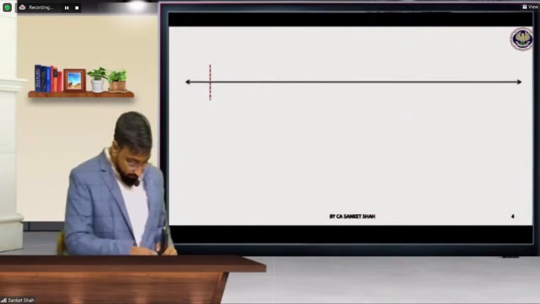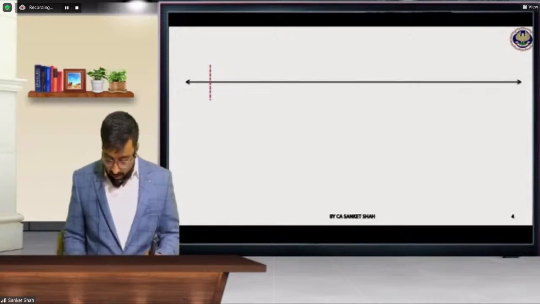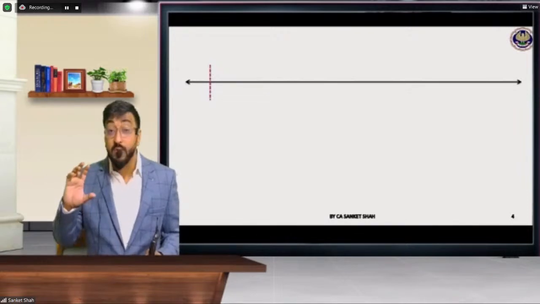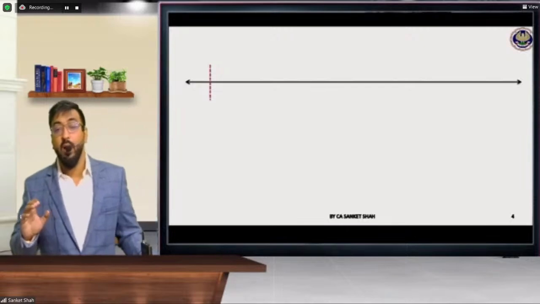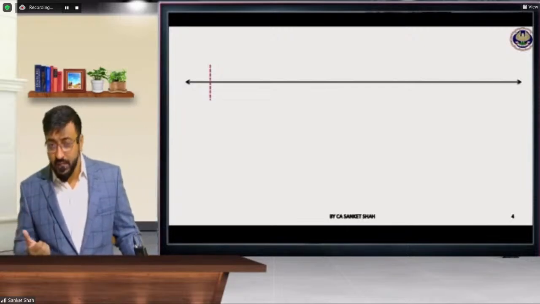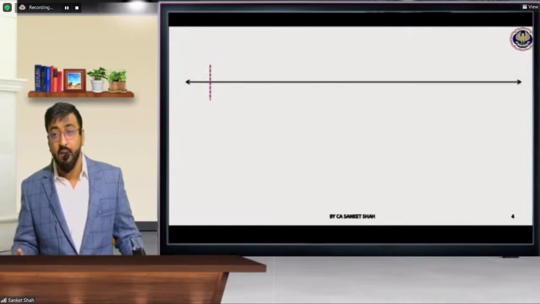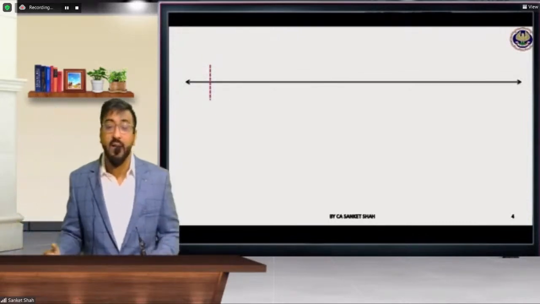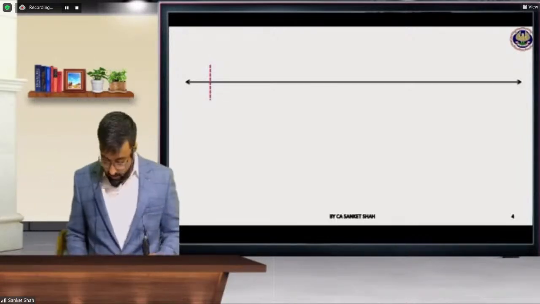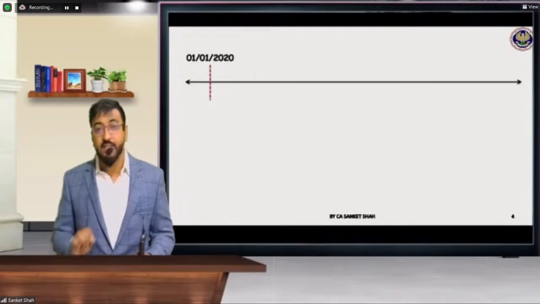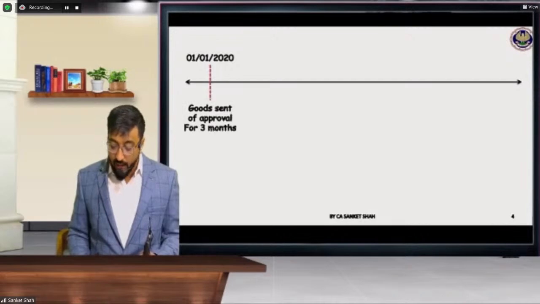Suppose goods are sold, not sold, goods are sent to customer. We are asking customer ji, if you like our goods, you can retain it. Otherwise, you have to return it within 3 months. Okay. The situation is very simple. Goods are sent on 1st January 2020. Goods are sent for approval.